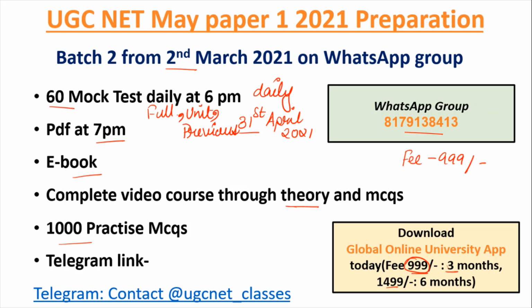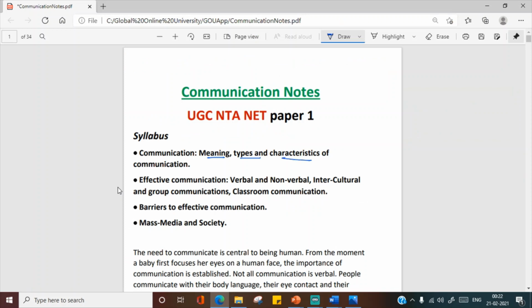So let's move on to the theory for communication unit. Types and characteristics. Then you have effective communication, verbal, non-verbal communication, intercultural and group communication, classroom communication, barriers to effective communication, and mass media and society.